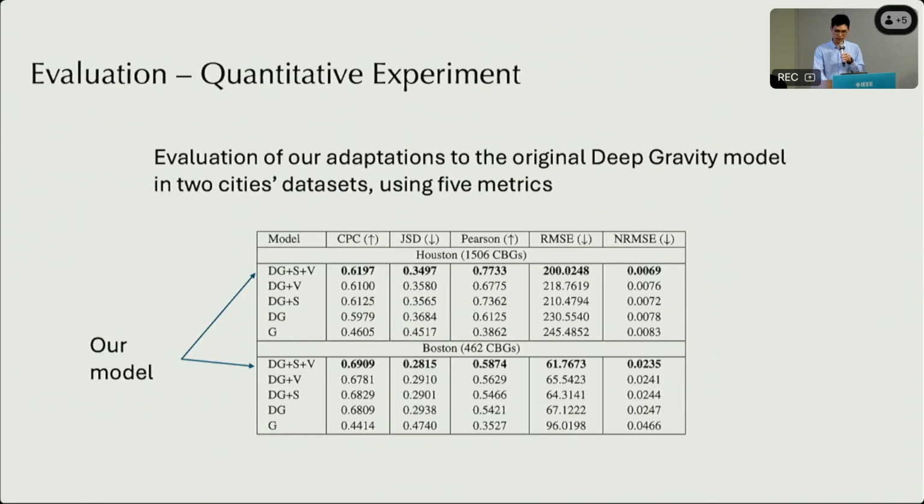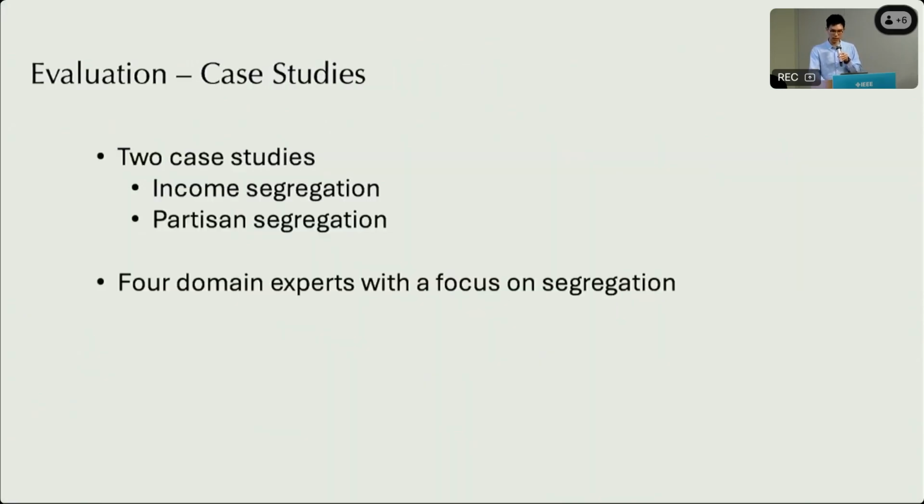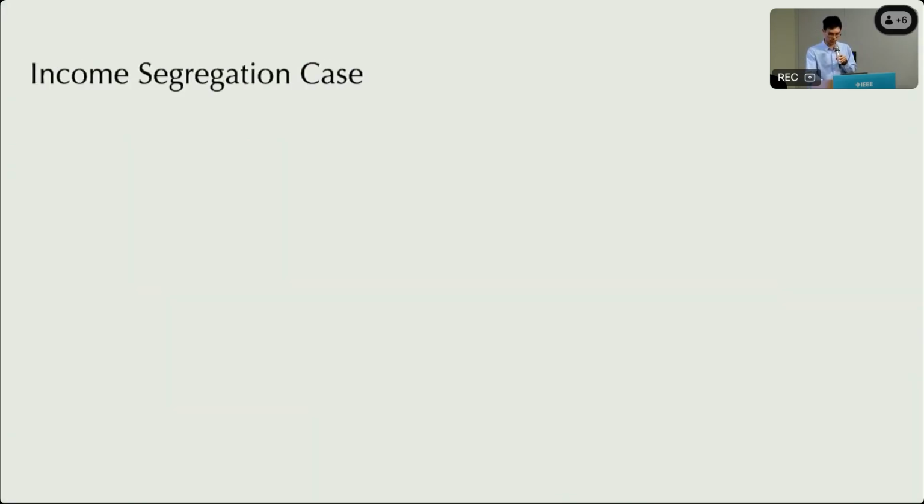To evaluate the effectiveness of our model adaptations, we compare our model against different model settings in two cities' datasets using 5 metrics, and we found that our model setting outperforms others. We then evaluated inclusive weights through 2 case studies with 4 domain experts from different fields. Let me show you one case about income segregation.